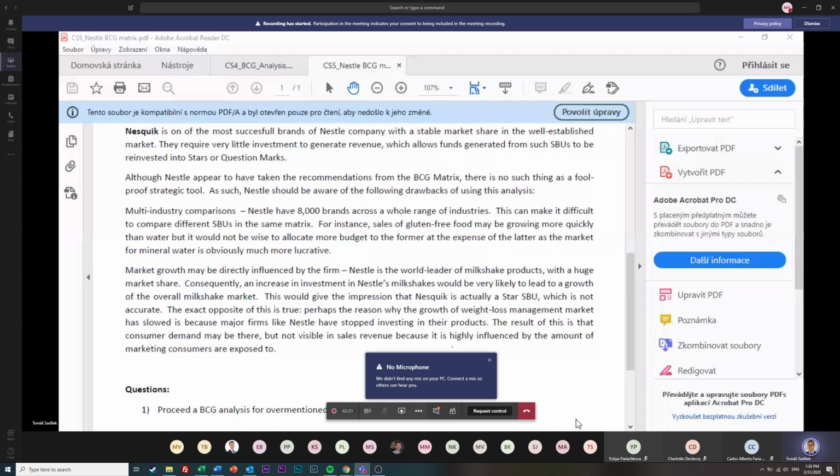The task is the following. Imagine that a chocolate company is one of the biggest producers of chocolate products on the EU market. The company produces truffles, pralines, chocolate bars, chocolates, and biscuits. So you can see that they have 5 different products. The company is interested in the structure of the product portfolio, especially in terms of risk and profitability, and therefore they decided to do the BCG analysis.